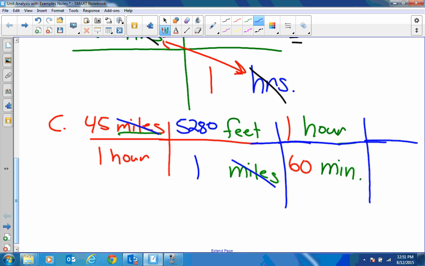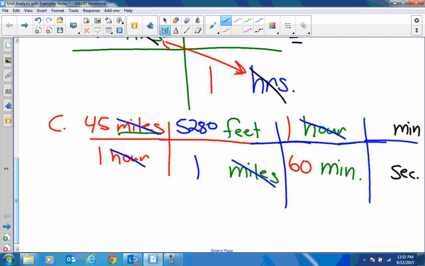So then that'll cancel out our hours unit. Now we're dealing with minutes, but we still don't want minutes, we want seconds. So now we have to cancel out minutes. Since minutes is on the bottom, we're going to put it on the top, and we're going to put seconds on the bottom, okay?